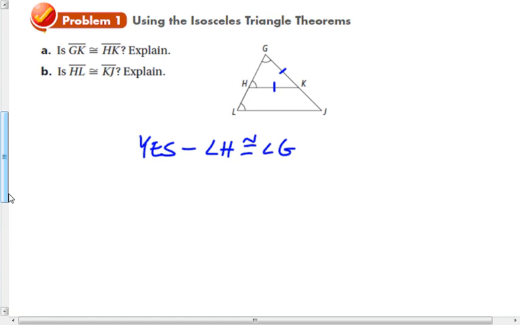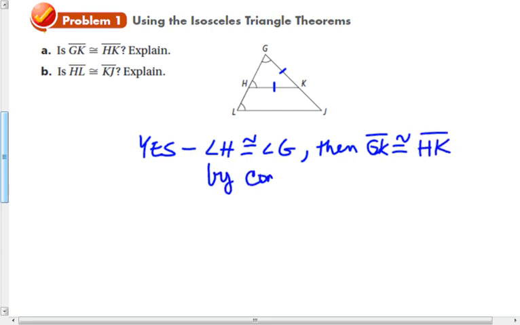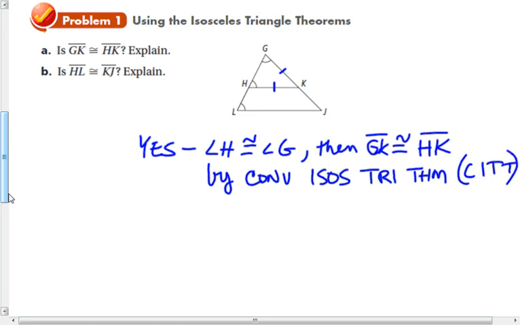And so because those two angles are congruent, then the sides that are opposite those angles are congruent. So GK is congruent to HK. And that's by the converse of the isosceles triangle theorem. Let's call that converse ITT. So ITT is going to be our isosceles triangle theorem.